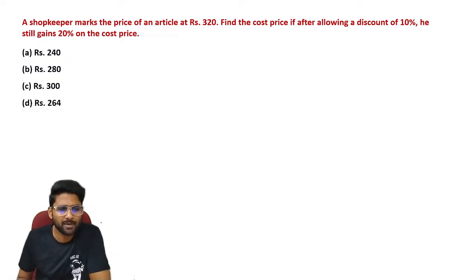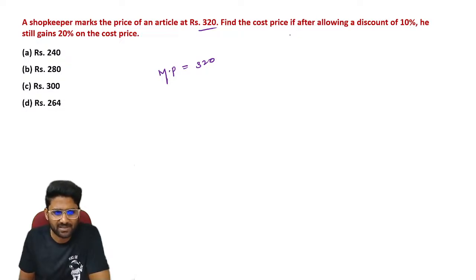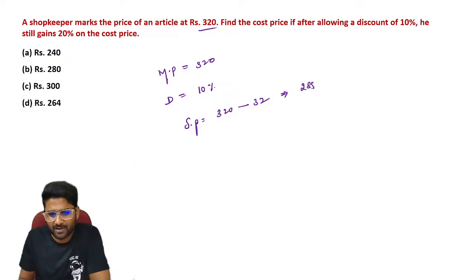Now see, a shopkeeper marks the price at 320 rupees. Marked price is 320. So find the cost price, if after allowing a discount of 10%, he still gains 20% on the cost price. So here the discount is 10%. What about the selling price? 32 rupees is the discount, so 320 minus 32 is 288. While selling it for 288, he still makes a profit of 20%. What about the cost price?